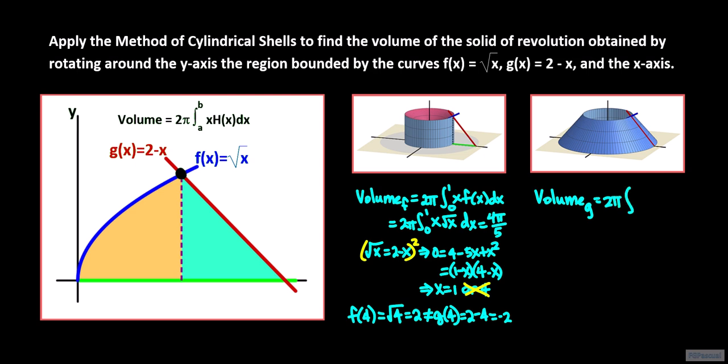The lower limit of integration for volume sub g is at x equals 1, which is the upper limit of integration for volume sub f. The upper limit of integration for volume sub g is at the x-intercept of g. We set 2 minus x equal to 0. And x equals 2 at the x-intercept of g.